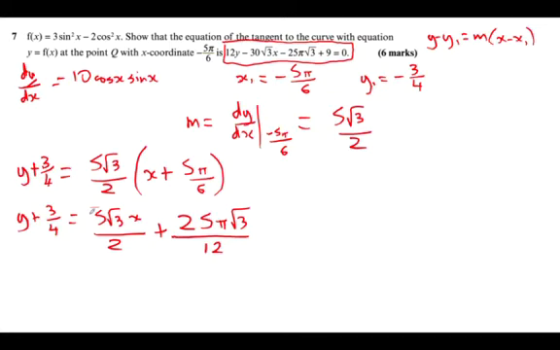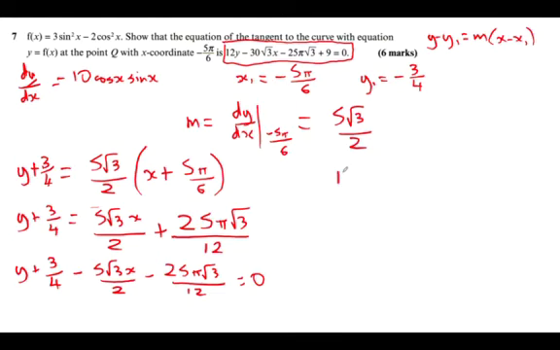So if I bring everything over, I will get y plus 3 over 4 minus 5√3 x over 2 minus 25 pi √3 over 12 equals 0. Okay. Coming up here, I want 12y, so I'm going to try and multiply everything by 12.